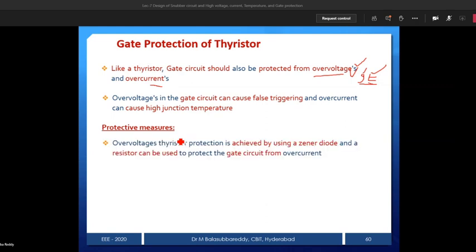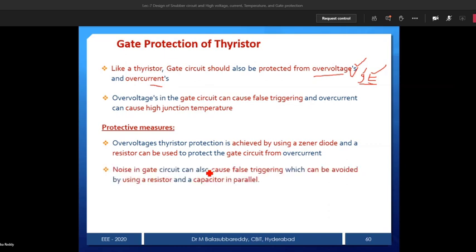So how to protect it? Overvoltage protection of a thyristor is achieved using a Zener diode, and a resistor can be used to protect the gate circuit from overcurrents, because it will limit that current. That is the reason we are using it. So this is about protection.